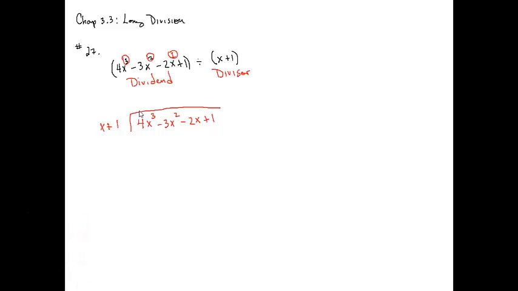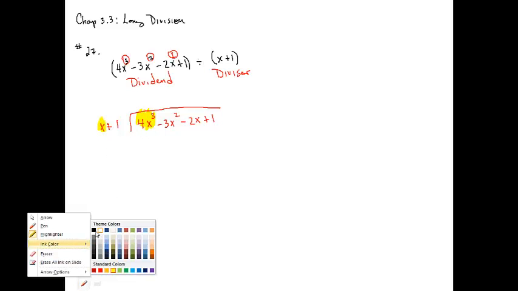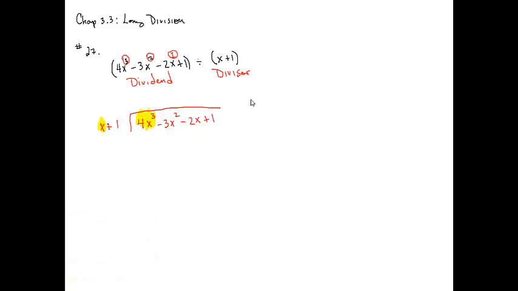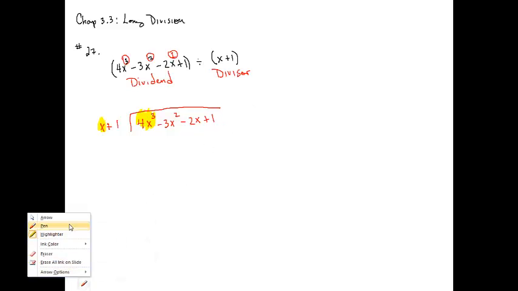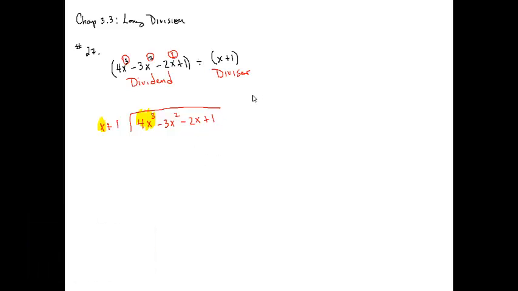Now, the rule is the first thing you want to do is take the first term, which is 4x to the third, and divide it by x. So 4x to the third power divided by x. The rule is, divide out the coefficients. So 4 divided by 1 is 4. And then you subtract the powers. So 3 minus 1 is 2. So it becomes 4x squared.